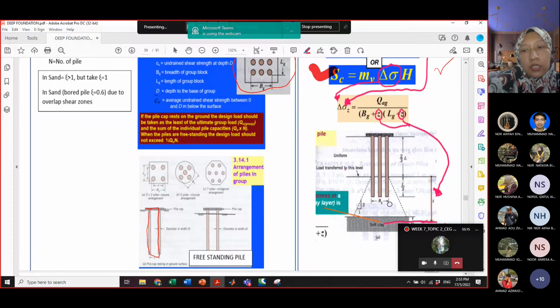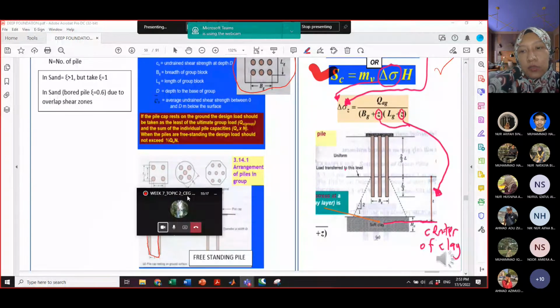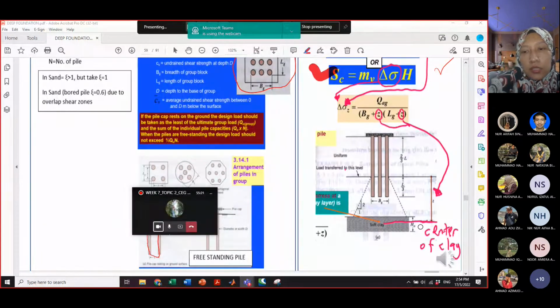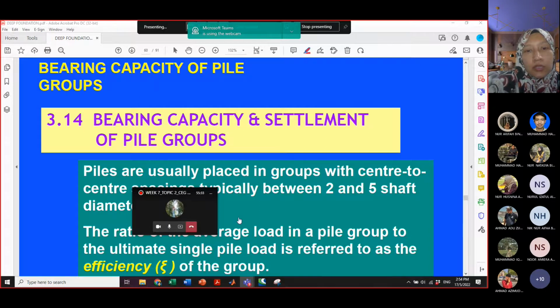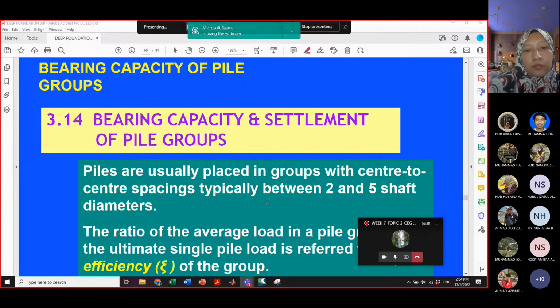So how do we calculate its value? We need to consider the settlement at the center of the clay. We do not take the settlement at the full H. We are going to take or estimate the settlement at the center, or half of the H. Okay, the detailed explanations on this part you can see from here.